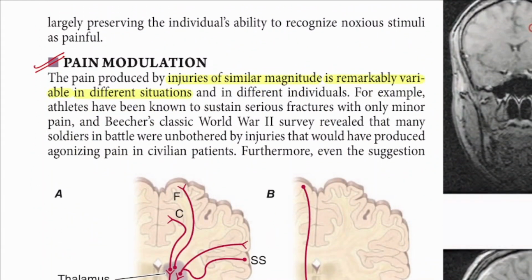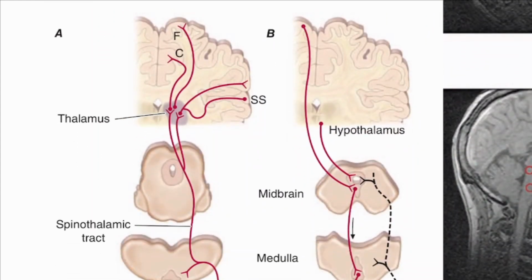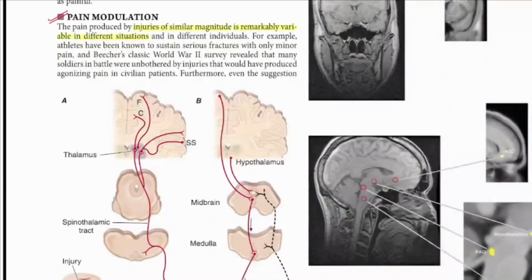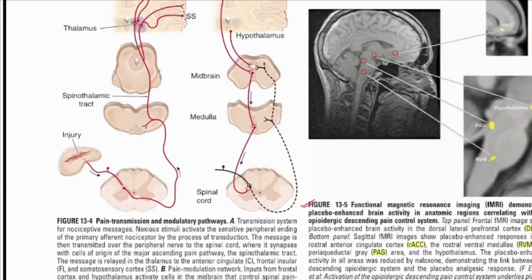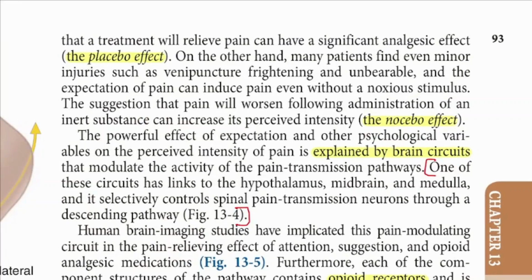Pain modulation. They say that injuries of similar magnitude produce remarkably variable pain. Right? Pain is produced in different magnitude by similar stimuli. How is it possible? It is possible because of some interneurons and modulatory pathways. We will see it in a few minutes. Okay. They say there is a placebo effect.